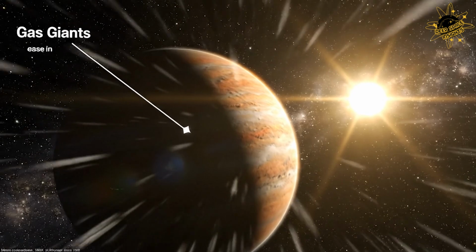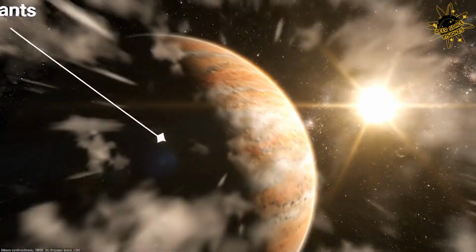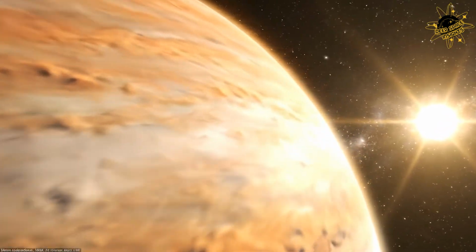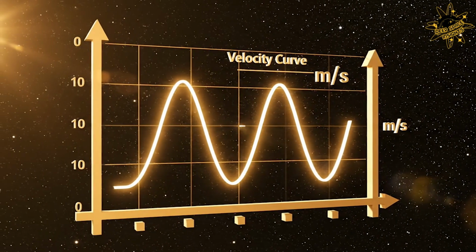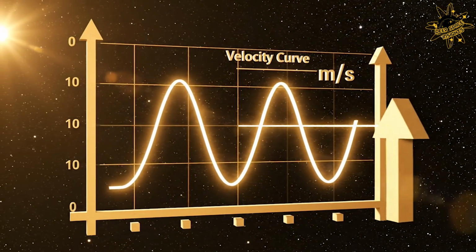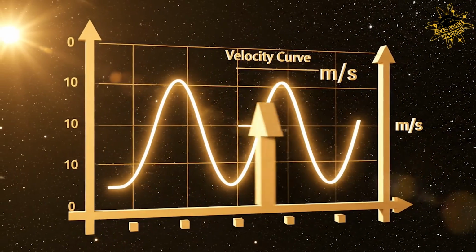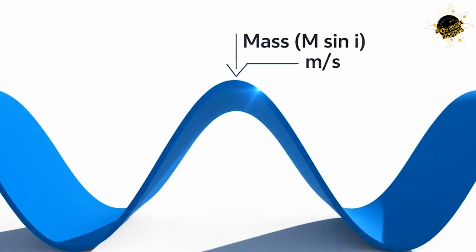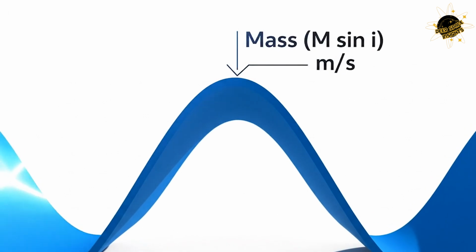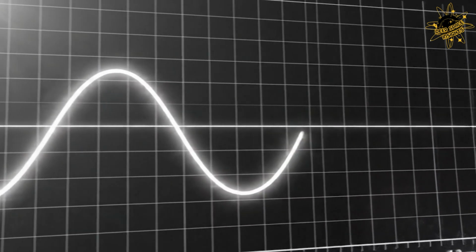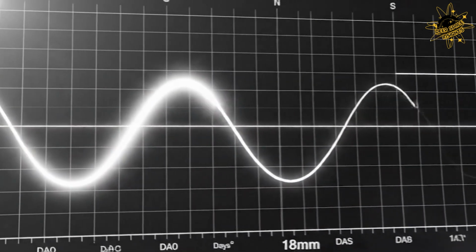This method works best for large gas giant planets orbiting close to their stars. Now on the diagram we see the star's velocity plotted over time, forming a distinct sine wave. The height of the wave reveals the minimum mass of the exoplanet. The period of the wave directly gives the period of the exoplanet's orbit.